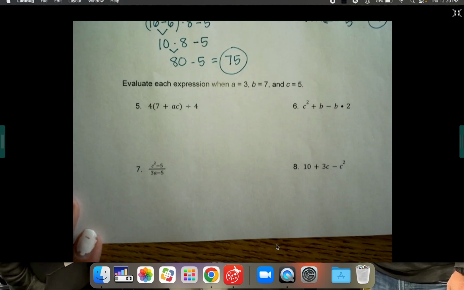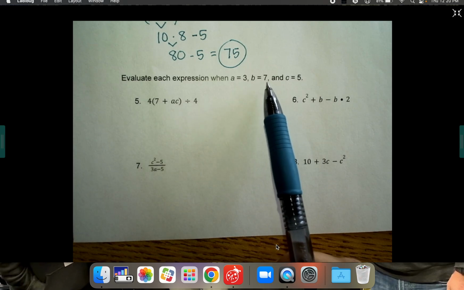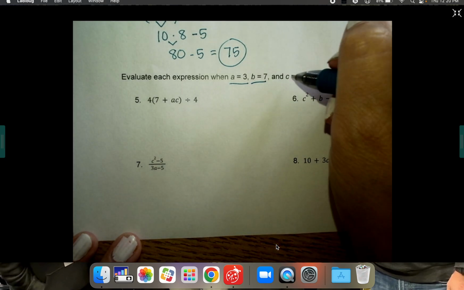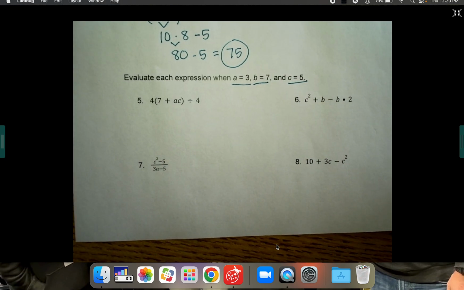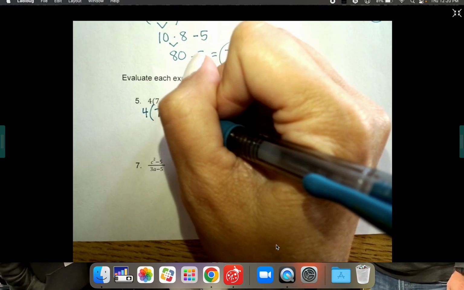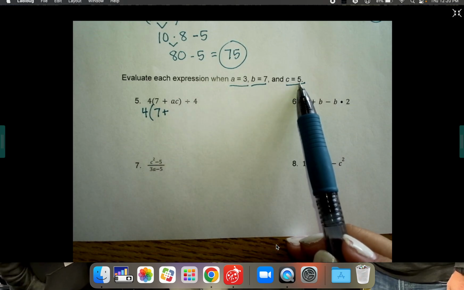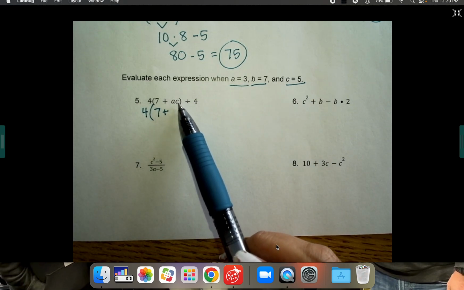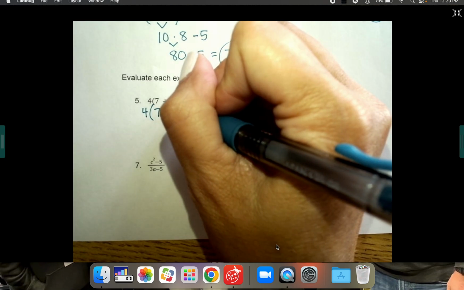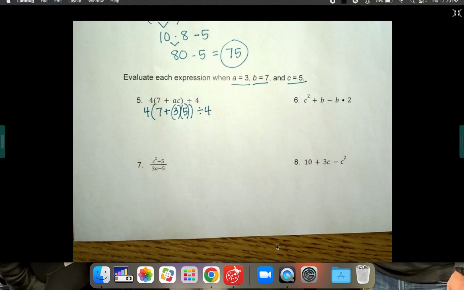Okay, the bottom is a little bit of a new section. All you're doing is now you have variables that represent numbers, and they represent these numbers. So when you see an A, it needs to represent 3. B is equal to 7. C is equal to 5. So we have 4. It's easy. I think I'm just going to write it all out first. Times the quantity, 7 plus AC squished together does not mean 35. It means 3 times 5 with a hidden invisible multiplication symbol in between that. So that is a 3 times 5. And then divide it by 4. Look at all those grouping symbols.